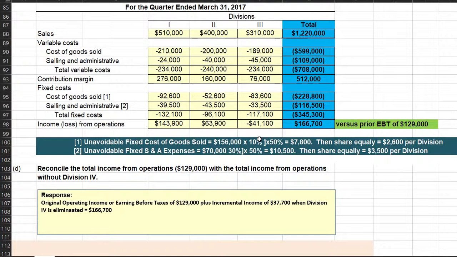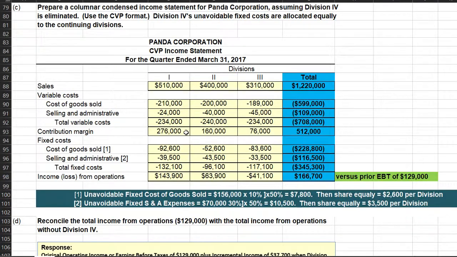So now let's show what we have stated earlier by preparing an income statement, and it says we should use a CBC income statement, meaning that we should first subtract variable cost from our sales to get contribution margin, and then subtract our fixed cost.